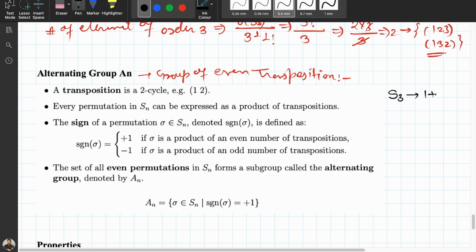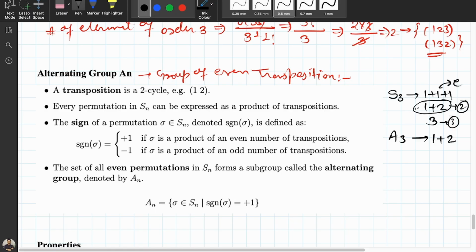It is what? 1 plus 1 plus 1. Okay, then 1 plus 2. This is 3. How many transpositions are there? This is only one element, this is a 2-cycle element and this is a 3-cycle element. Transposition, so A3 is only containing 1 and 1 plus 2.